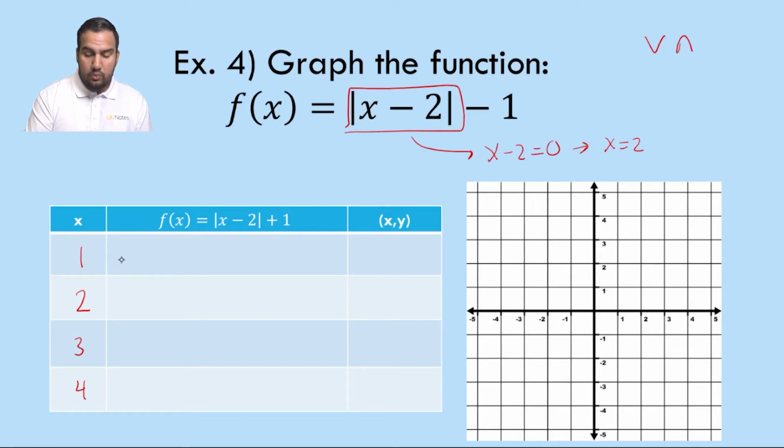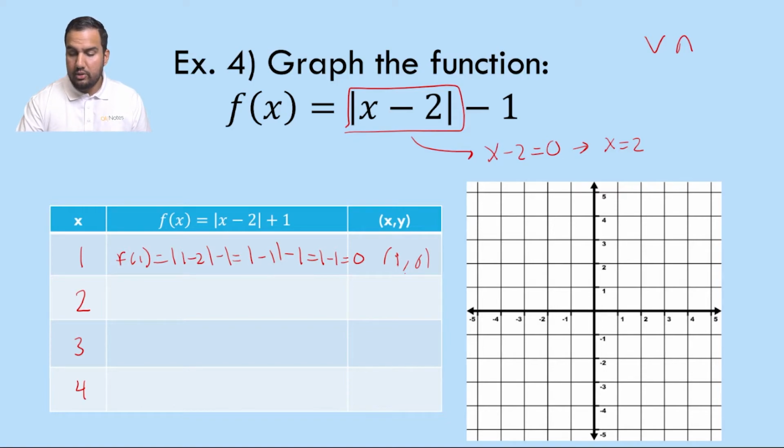So I'm going to go ahead and plug in 1. It's going to be f of 1 is equal to the absolute value of 1 minus 2, minus 1 on the outside. 1 minus 2 is the absolute value of -1. The absolute value of -1 is just going to be 1, minus 1, which is going to be 0. So I know my coordinate is going to be 1, comma, 0. So now that you know 1, comma, 0, you're going to go to 1, comma, 0. That's going to be right here, and then you're going to put a point.